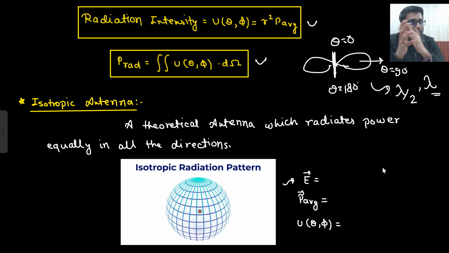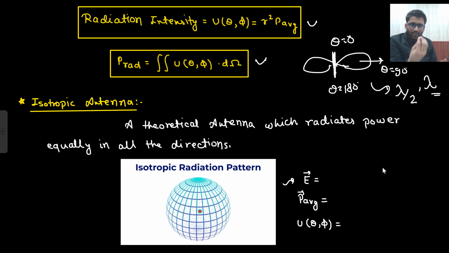That means in all directions radiation was not equal. At theta equals 90 degrees you have the maximum, and at theta equals 0 degrees and theta equals 180 degrees you have no radiation at all. But there is a hypothetical antenna. This is not a practical antenna. Practically it is not possible, but there is a hypothetical antenna that we assume will have radiation equally in all directions.